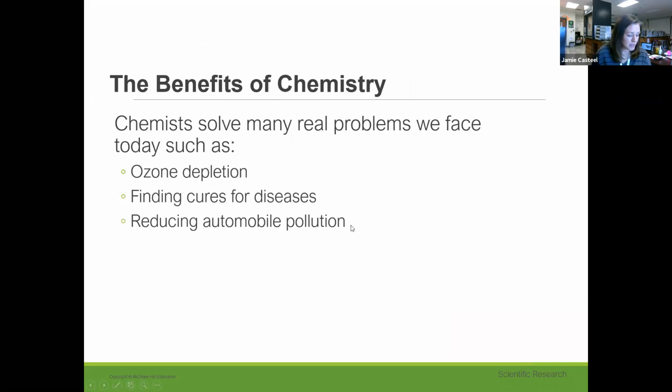The last little bit here, we've talked about how we conduct scientific research. We've talked about how we do experiments. How do we set up our experiments? So yes, chemistry has helped us determine what's happening with our ozone depletion. But it's also important for help finding cures for diseases or viruses or anything in the medical field that might come up that we might need to remedy.